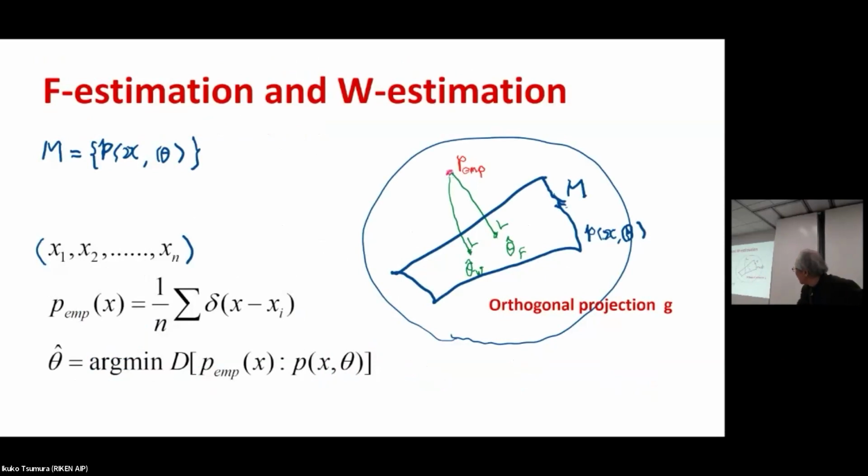I like to think about the parameterized model, P of X and theta, where X is a random variable and theta is a finite-dimensional parameter. Say in the Gaussian distribution case, mu and sigma, it's two-dimensional. In a neural network, it's a lot of connection synaptic weights included. It's a huge model.